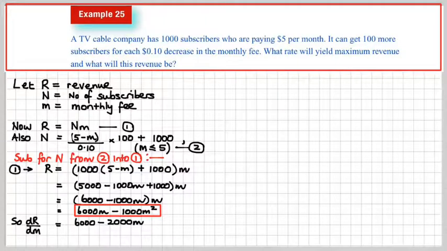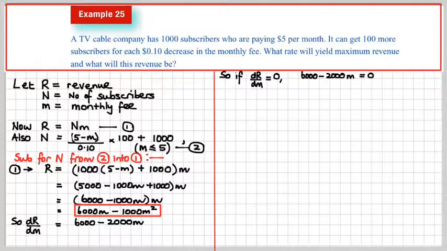dR/dM is that easy. See, this is the easy bit now. We've done all the hard yards. Set it equal to 0. We get that, and therefore we can say that M would be 3. Oh, good heavens above, $3 a month. Isn't that interesting? It's very, very, very interesting. And thank you, Mr. Box.